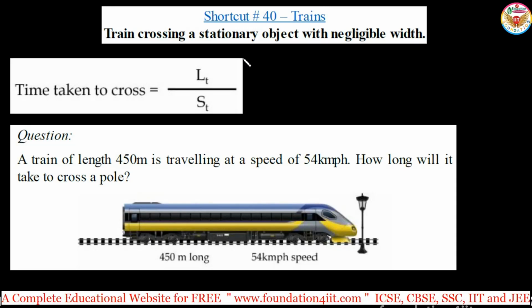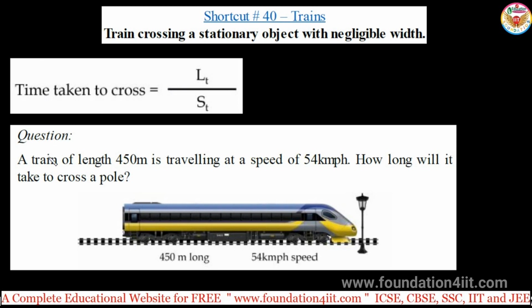In quantitative aptitude problems based on trains, let us see a train crossing a stationary object with negligible width. So we know that time is equal to distance by speed, okay, and speed is equal to distance by time. We already discussed this in previous topics.